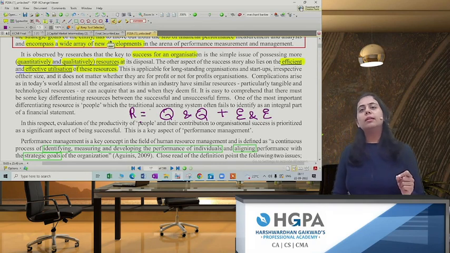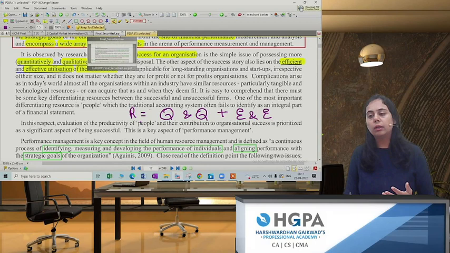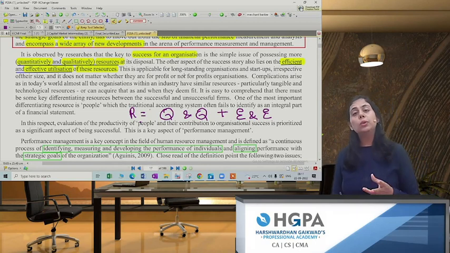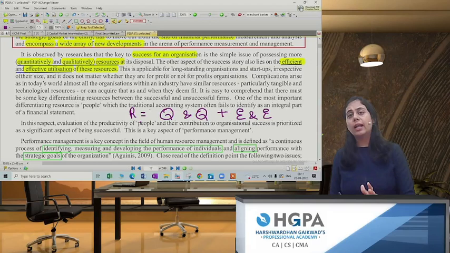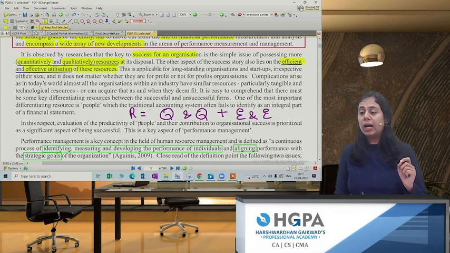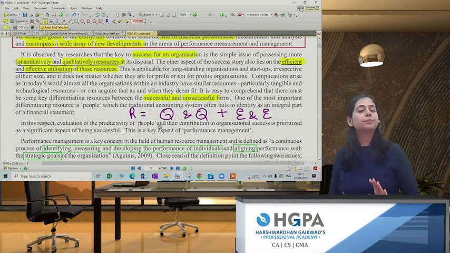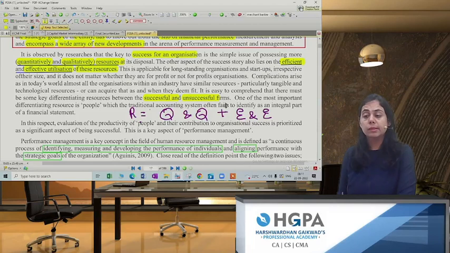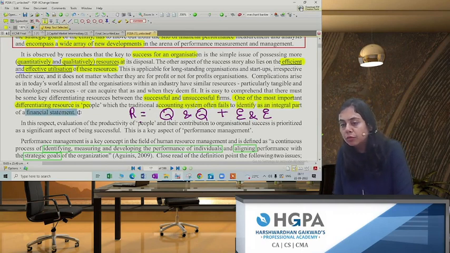Does this paragraph concentrate on the idea that a company, if it wants to survive long term and be in the market long term, needs to take care of its resources, whether tangible or intangible? Are they working properly? Are they working appropriately? This determines the success or failure of a company. And a very important resource is a person. One of the most important differentiating resources is the people, which the traditional accounting system often fails to identify as an integral part of the financial statement.